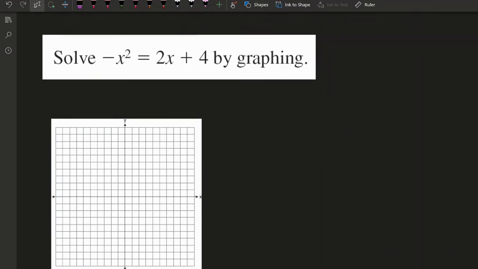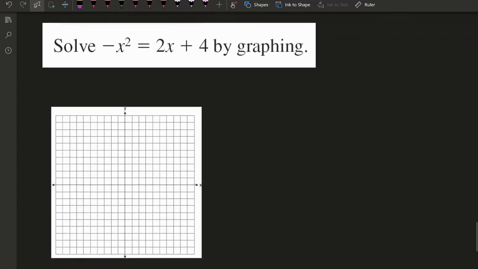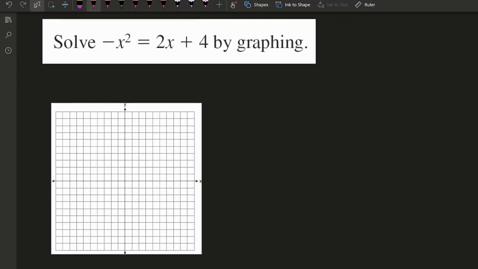Okay, let's do one more. I'm going to go ahead and revert back to my first method for this one. I'm going to graph y equals -x squared, and then I'm going to graph y equals 2x plus 4. Now again, I could add x squared on both sides, or I could subtract 2x and subtract 4 on both sides to get one side to equal 0, and that's entirely a personal preference.